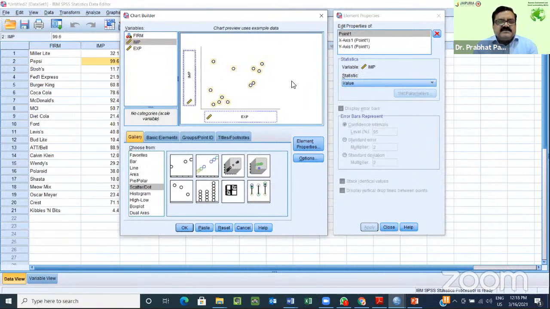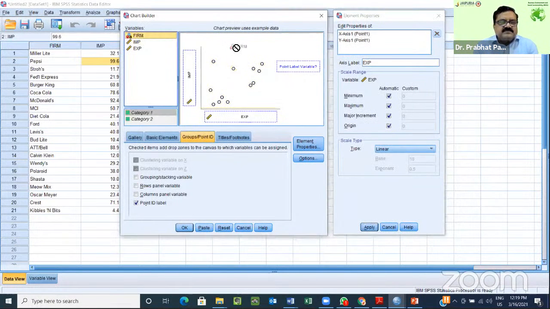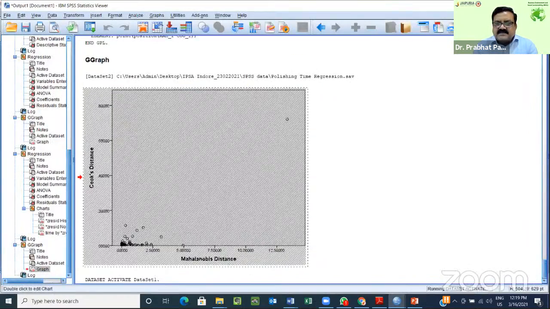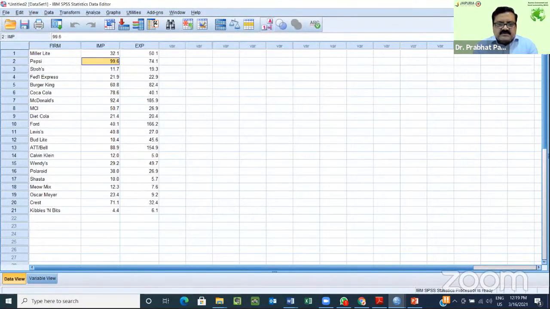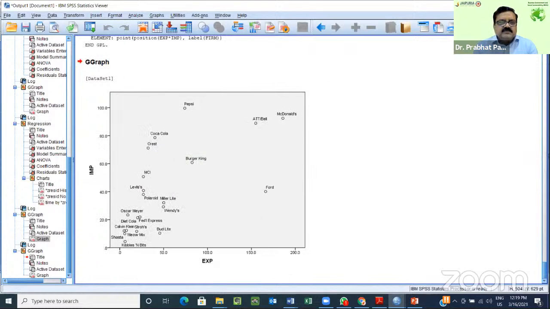So I'm taking the expenditure on one side, impression on the other side, and I'm also going into point ID. I'm saying, okay, also give me some point ID label by giving the name of the firm over there, so that it makes it easier for me to understand the data. So I'm going to the output table, and here is the output in front of us.